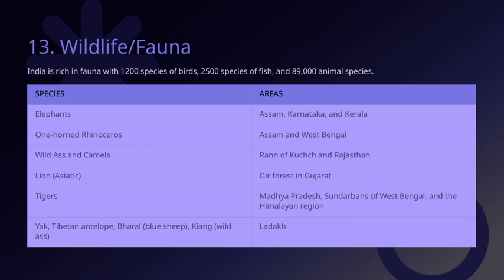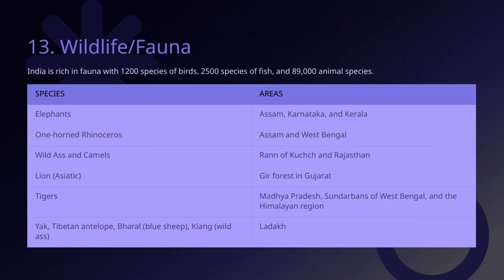When it comes to tigers, they are spread across Madhya Pradesh, the Sundarbans of West Bengal, and the Himalayan regions. These areas are crucial tiger habitats and symbolize India's efforts in wildlife preservation. Moving to the northern and high-altitude regions, Ladakh is home to species like the yak, Tibetan antelope, beryl or blue sheep, and the kiang, all adapted to extreme cold and rugged terrains.